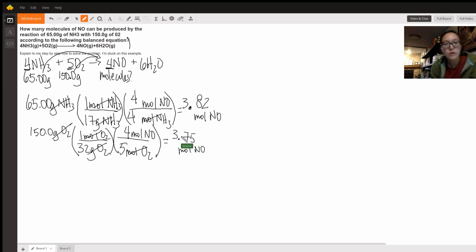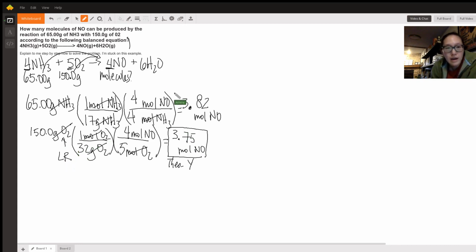Okay, so this means if I started with this much NH3, I could make 3.82 moles of NO. If I started with this much O2, I could make this much NO. And so I compare these two values, and the smaller one is going to be the one that I am going to end up making. This is also called the theoretical yield. And we got this from O2, which is called our limiting reagent.